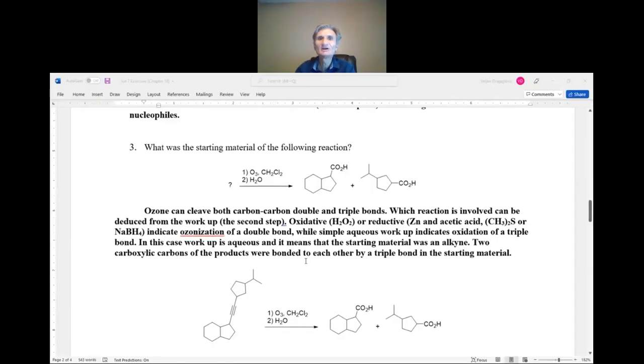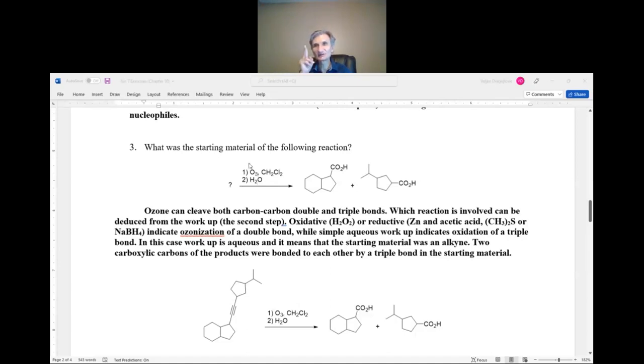Question number 3. What was the starting material of the following reaction? So in cases like this, you have to work the reaction backwards. The reaction is ozonization. Ozone cleaves multiple bonds, carbon-carbon double and carbon-carbon triple bonds. And what the product is depends on the workup, on the second step. Ozone will cleave the bond.